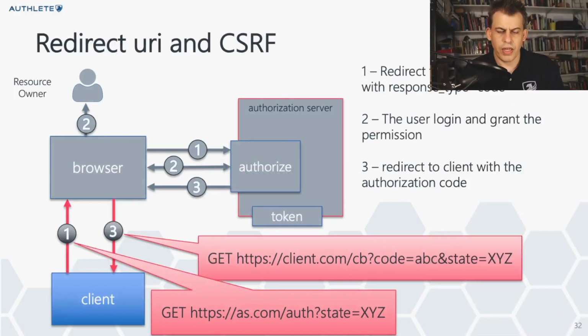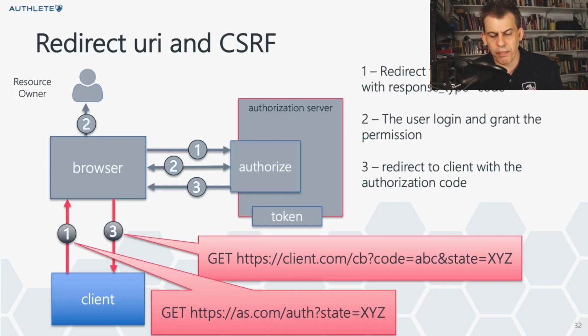So if you look again at the same flow, you see that the client will start with a GET request and will receive back a GET request, which means that, as it is a GET request on the third one, it allows a third party to attack it using CSRF, or cross-site request forgery. And the way that the client can prevent the attack is by using the state.